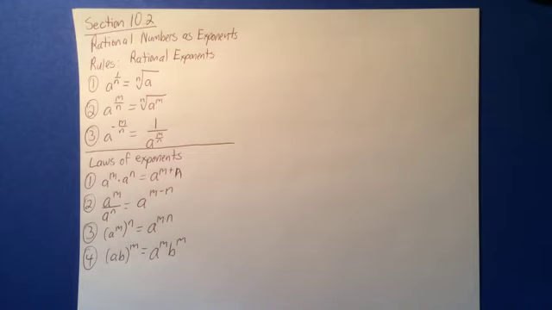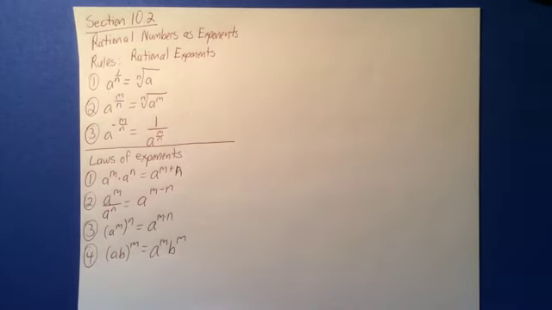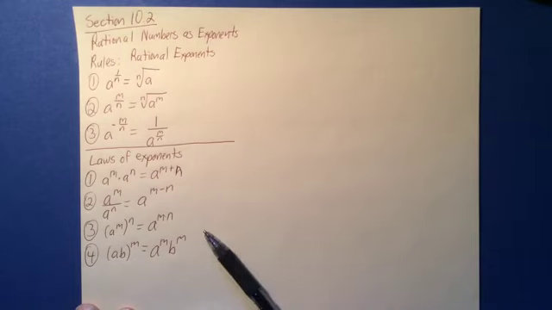So we are taking a look at section 10.2, rational numbers as exponents. What this essentially means is that we're going to look not at whole numbers and exponents anymore, but at fractions and exponents. Now, we do have three laws that apply here for rational exponents. And then from earlier chapters from Math 90, we have the rules for general laws of exponents.